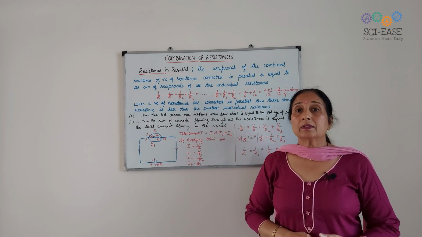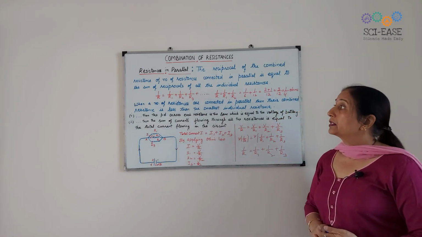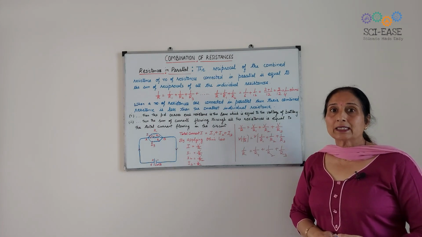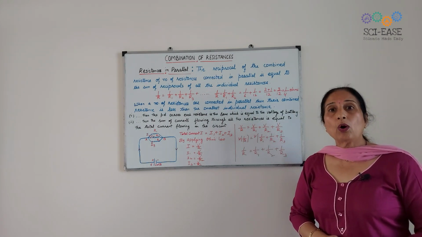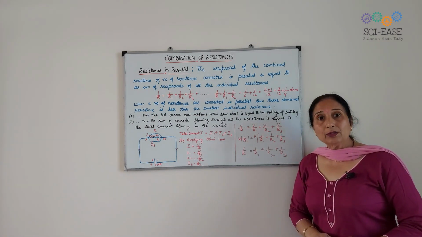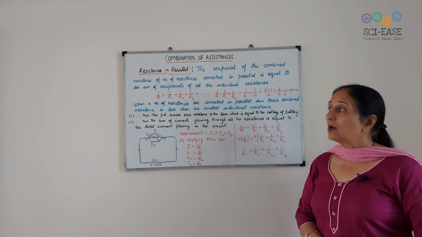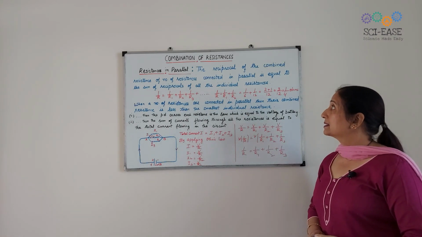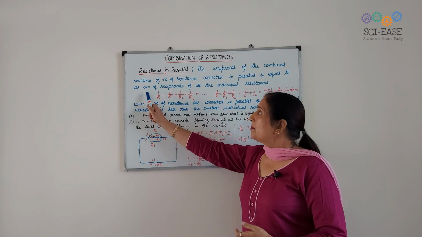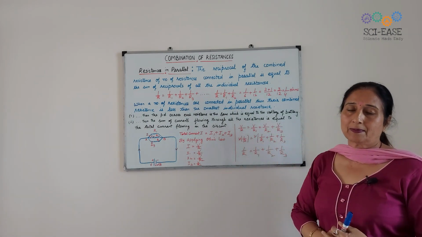The resultant resistance, or the combined resistance of a number of resistances connected in parallel, can be calculated by using the law of combination of resistances in parallel. According to this law, the reciprocal of the combined resistance of a number of resistances connected in parallel is equal to the sum of the reciprocals of all the individual resistances.